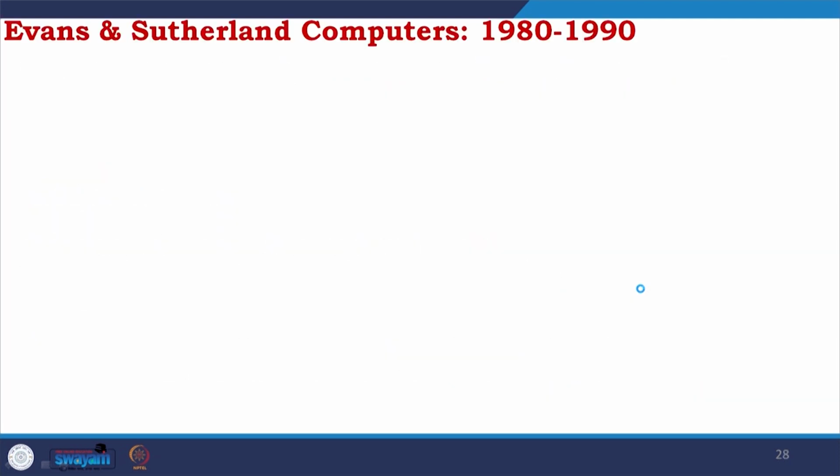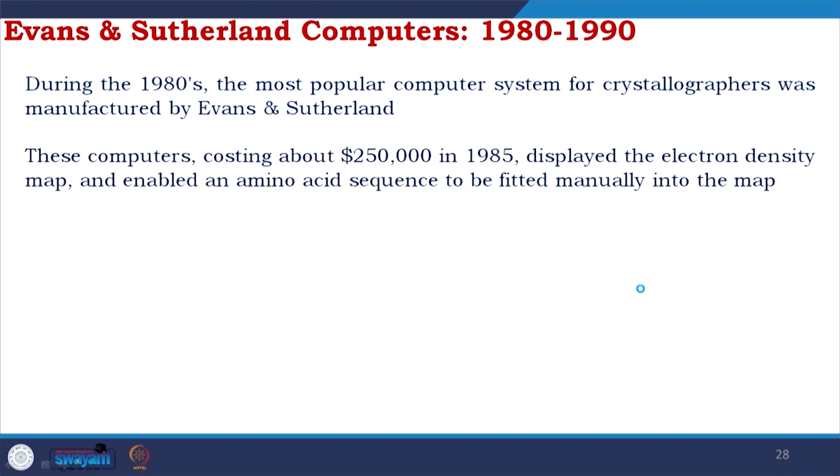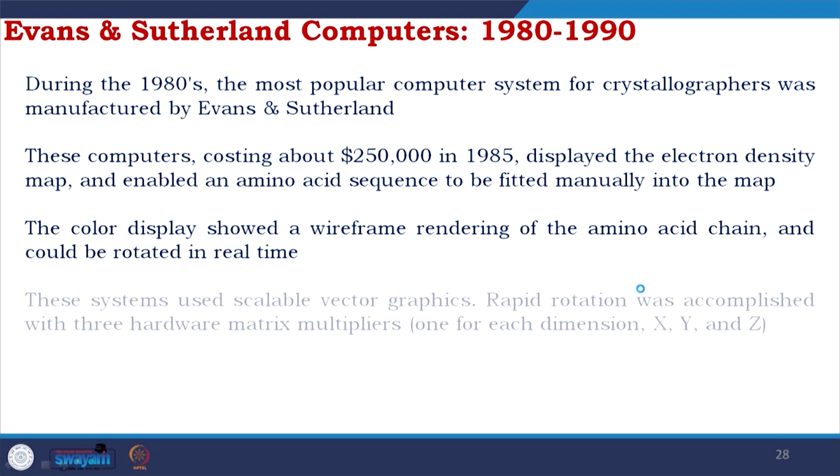And then came Evans and Sutherland computers. During the 1980s, the most popular computer system for crystallographers was manufactured by Evans and Sutherland. These computers, costing about $250,000 in 1985, displayed the electron density map and enabled an amino acid sequence to be fitted manually into the map. Again, that was a revolution in how we could model a protein structure. The color display showed a wireframe rendering of the amino acid chain and could be rotated in real time.